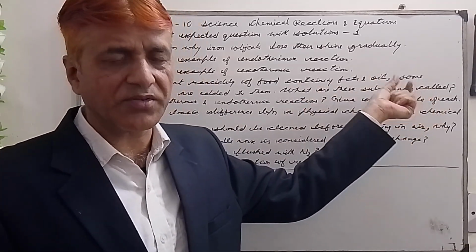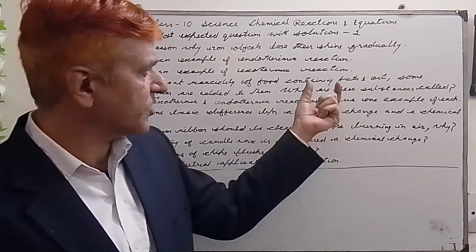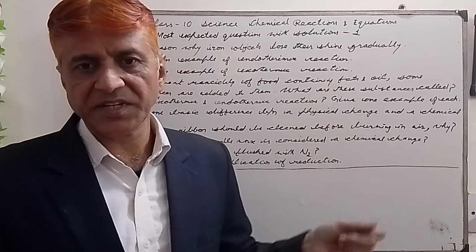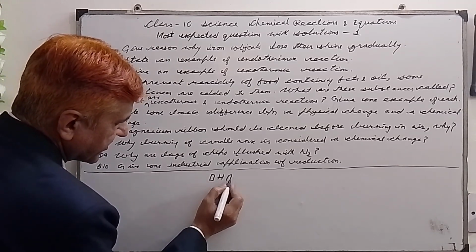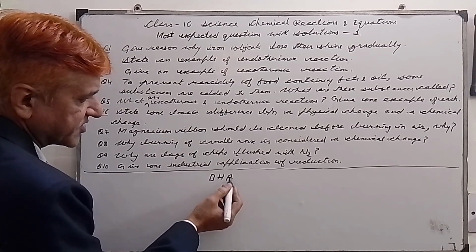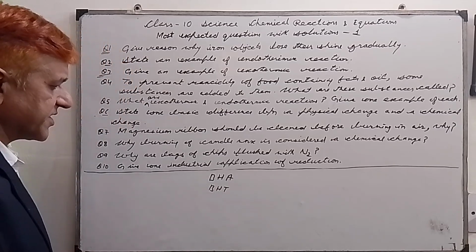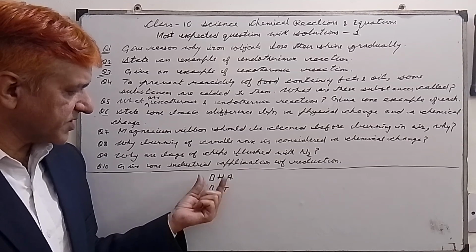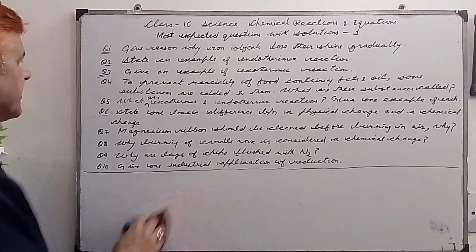My dear students, always remember that antioxidants slow down and prevent rancidity. For example, BHA, butylated hydroxyanisole, and BHT, butylated hydroxytoluene. These are two famous antioxidants.